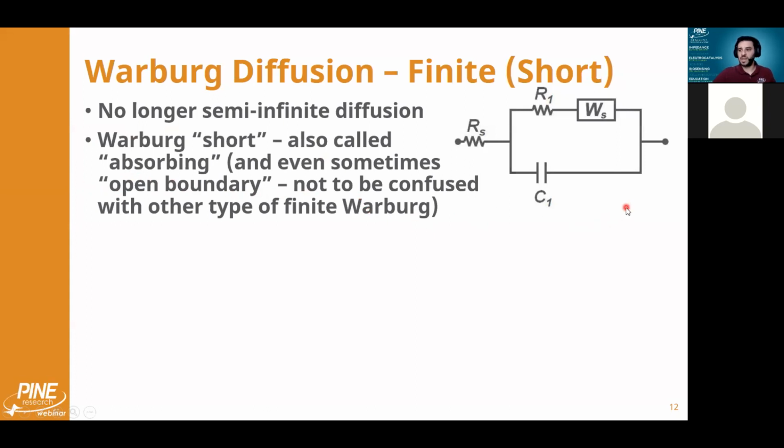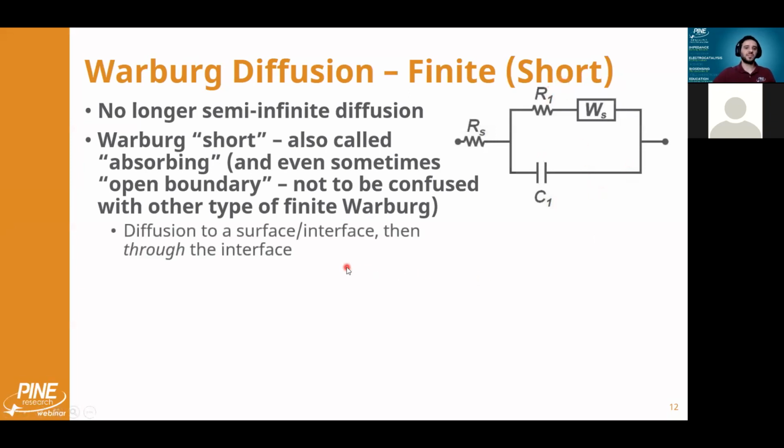However, I will mention that, as you're going to see, graphically the plots of the Warburg short and the Warburg open look quite different. It should be easy enough to understand, if you're looking at graphs in a paper or a presentation and they're discussing a finite Warburg element, whether they're using the short or the open, just based on what the plot looks like. So again, this is diffusion to a surface, where the electroactive species reaches a surface and then diffuses through the interface, and that interface has a fixed length.